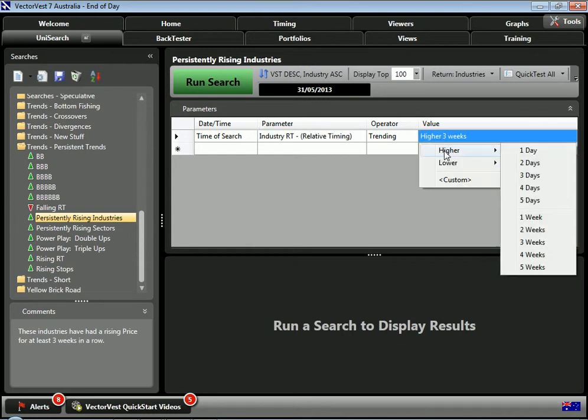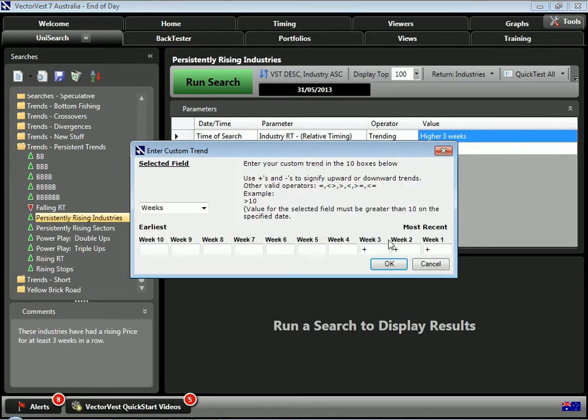And that RT, instead of just trending higher or lower, we'll go to custom, and we'll say last week the industry RT value was less than 1. But this week the RT value has crossed above 1. This would let you find any industries that have just had an RT crossover from below 1, downtrend, into uptrend with an RT value above 1. Or maybe I just want the RT value to have been rising over the last 3 weeks. So I could just put a plus in each square.